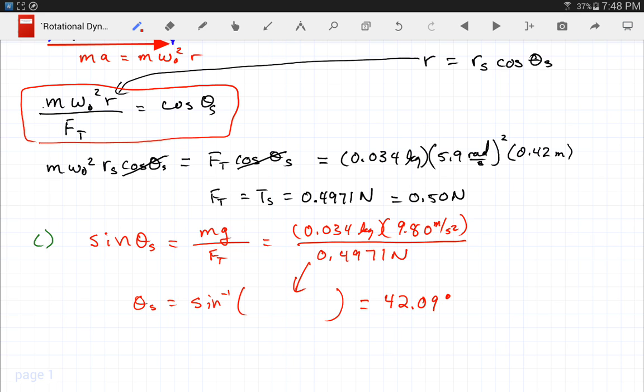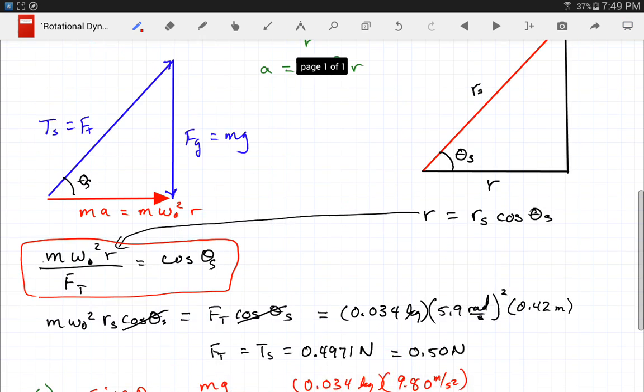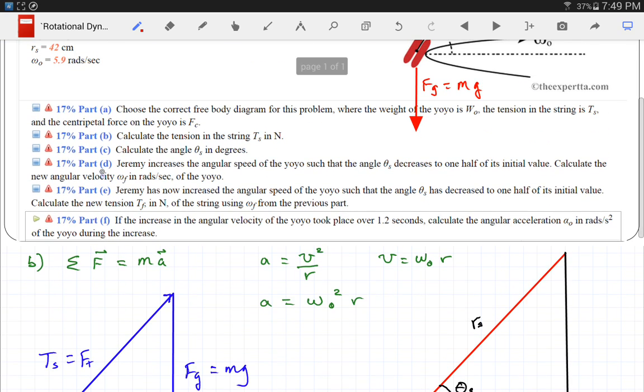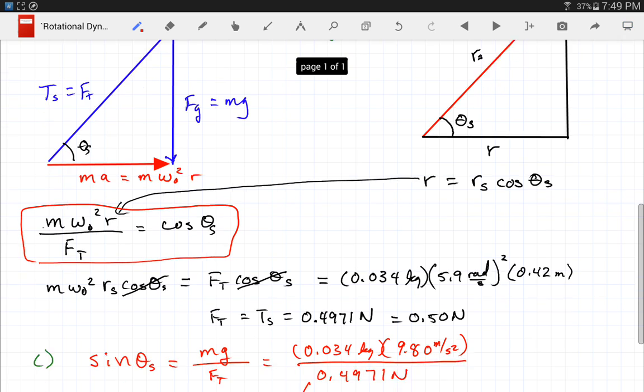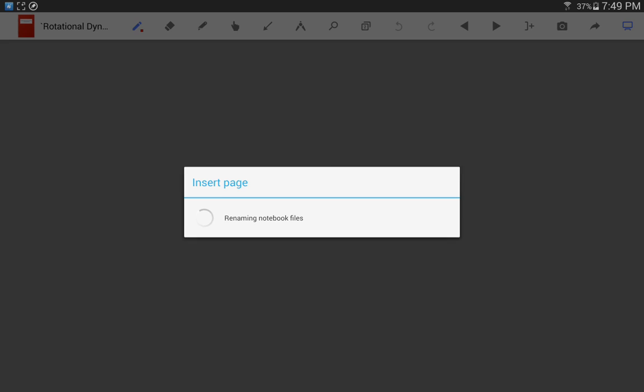And that is going to give me 42.09 degrees. Now, truthfully, the significant digits when you use sine is slightly different than using other things, right? We didn't multiply, we didn't divide. We actually use the infinite series here. But I will stick with 3 significant digits, so I'll say that's equal to 42.1 degrees. So now, after a few starts and stops, I got my angle. Now I'll go back to read the next part. Part D, Jeremy increases the angular speed of the yo-yo such that theta s decreases to 1/2 of its initial value. Calculate the new angular velocity, omega f. So, I'm going to have to make a new page.